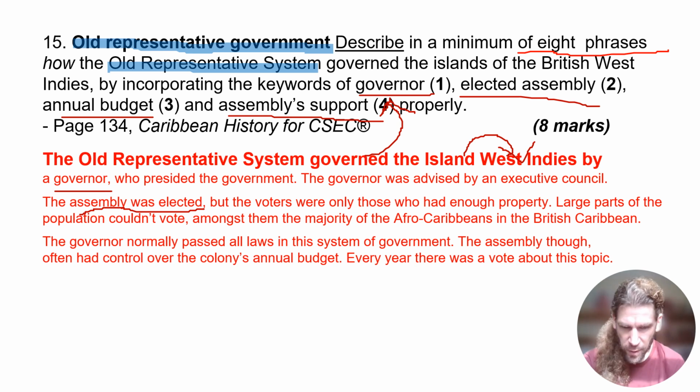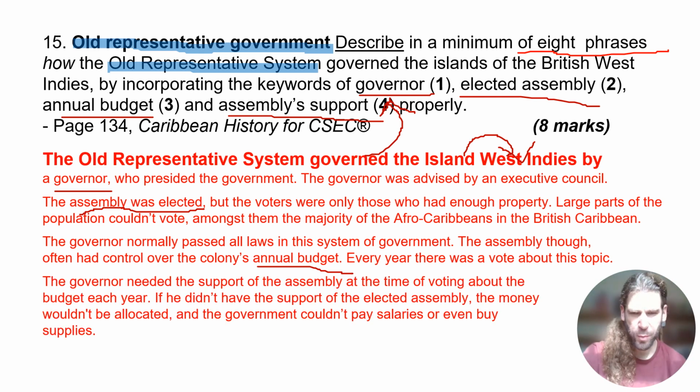The governor normally passed all laws in this system of government. The assembly, though, often had control over the colony's annual budget. Every year, each year, there was a vote about this topic. What's going to be the budget of this year? And then part 4, the last part: the governor needed the support of the assembly. Assembly's support comes back at the time of voting about the budget each year.